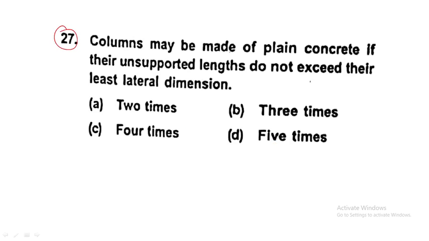Next question. Columns may be made of plain concrete if their unsupported lengths do not exceed their least lateral dimension. How many times? Right, that is 3 times. Remember this one also, because the least lateral dimension relates to the L by D ratio or unsupported length. I already explained it in the previous questions. If you want, you can go back in this video and watch that.